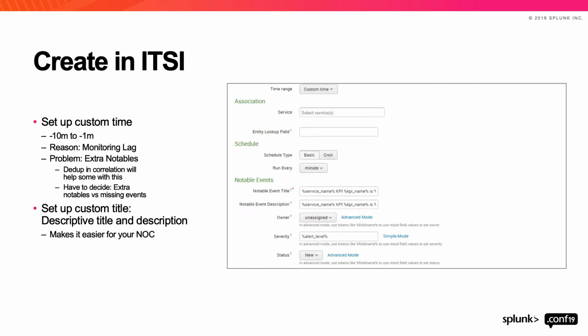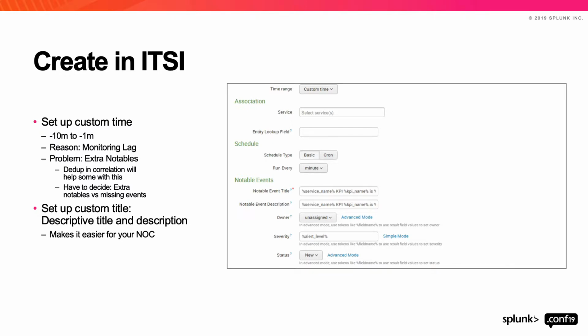So after we did that, I want to point out setting up custom titles. You want to make a descriptive title and description. Think of who your customer is in this situation, right? A lot of the time it's going to be your operations folks, and your operations folks aren't necessarily the ones digging into the server. You want a description here that's telling them exactly what they want to see, right?